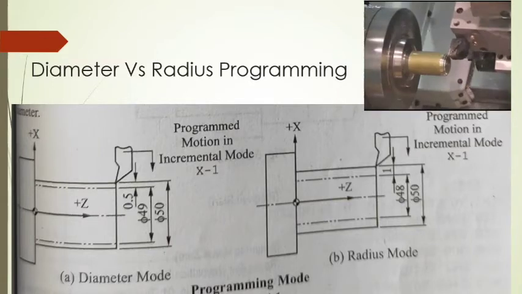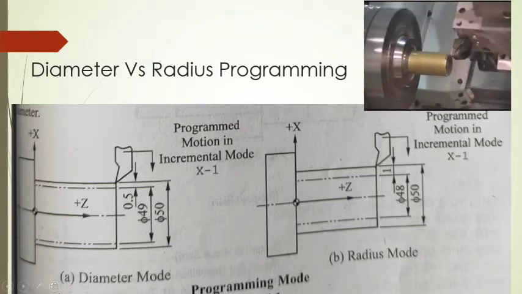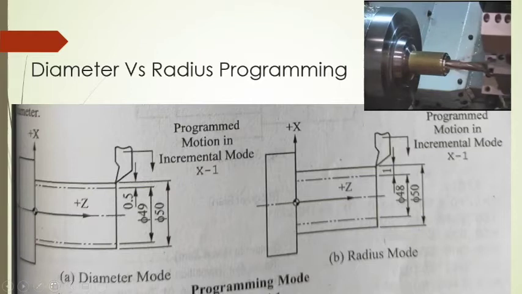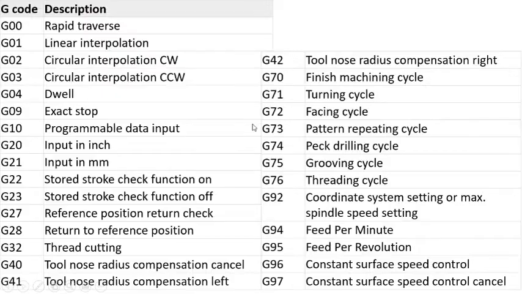Remember that single program cannot have these two different approaches simultaneously. One program can have only one single approach, either diameter mode or radius mode. Now let us study about different G codes which can be used for CNC lathe operation.